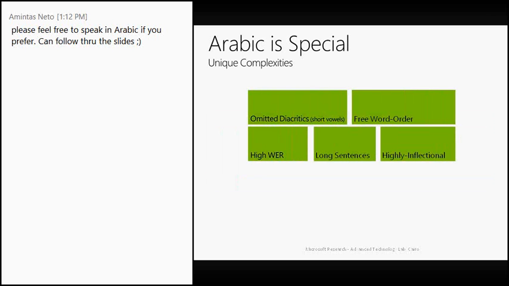Okay, when talking about processing the Arabic language, we have to be very well aware that Arabic has some unique complexities that make it special. For example, the omitted diacritics, these are the small marks over the characters. They are like the vowels in the English language, and the overwhelming majority of Arabic people write without the diacritics, and this adds a layer of hardness to processing the text.